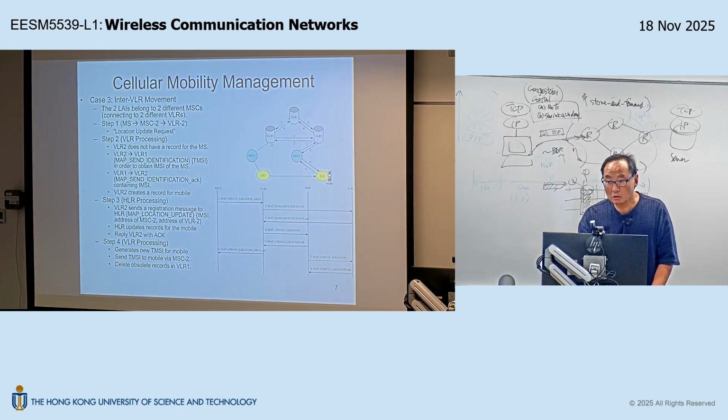Now, again, for step 2, for VLR2 to retrieve the record, it needs to supply the TMSI. The TMSI is actually in the location update request. Okay, so VLR2 will forward this request to VLR1, supplying the TMSI.